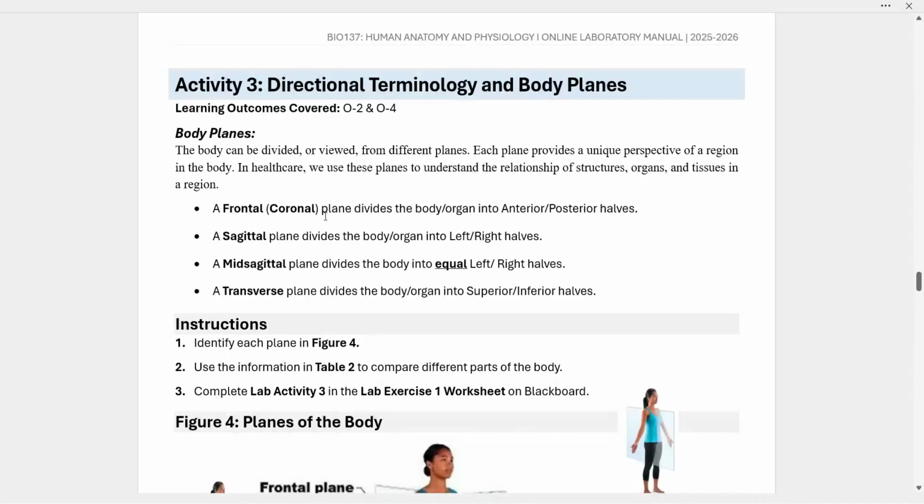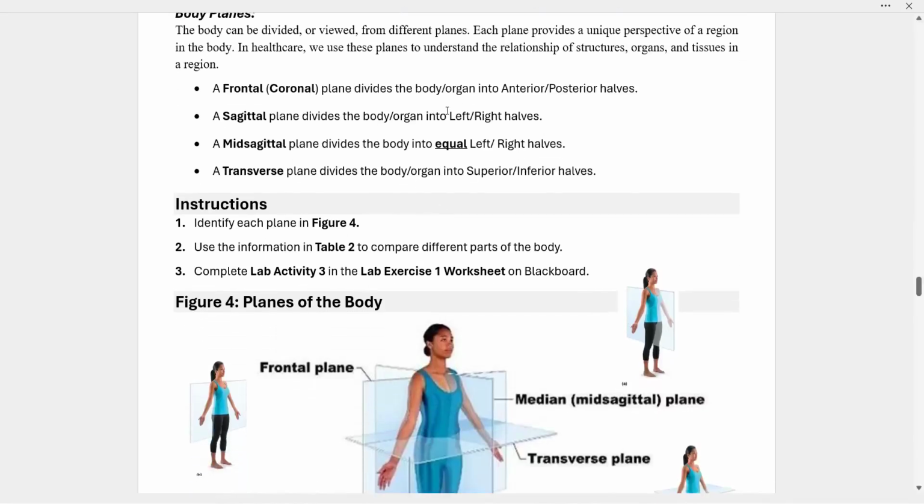We have the frontal or coronal plane, which divides the body or organ into anterior and posterior halves. So that would be this one right here. It's like taking a cross section that gives you a front section and a back section, or an anterior and posterior half. Sagittal divides the body into left and right. So that would be like this one here. Now we have a left side and a right side.